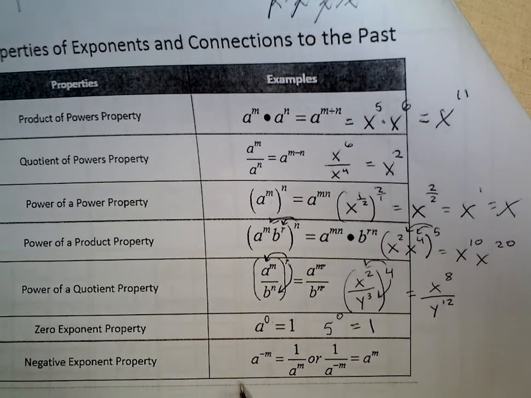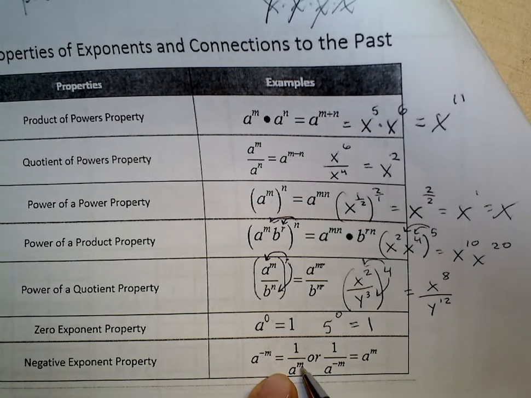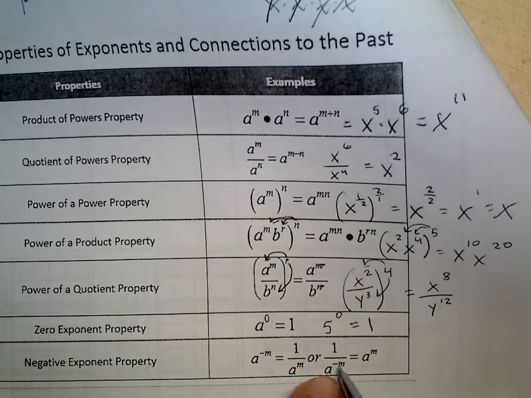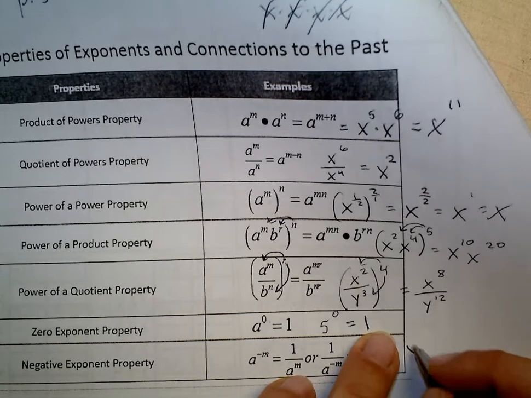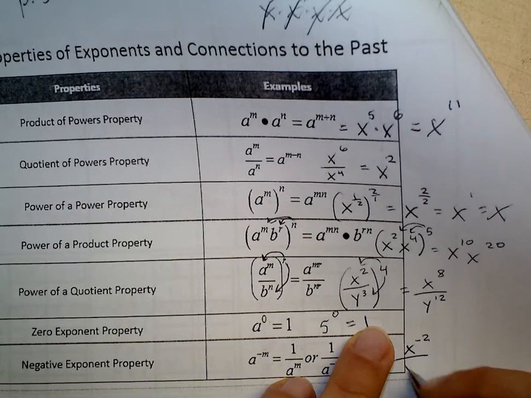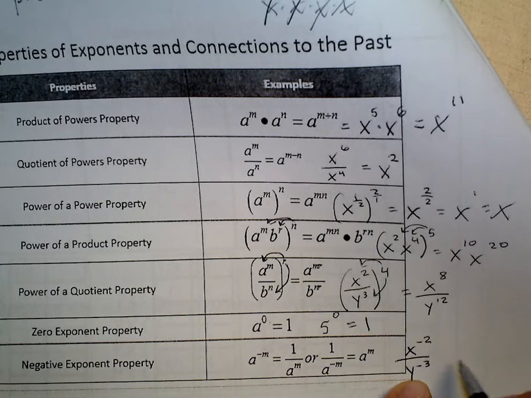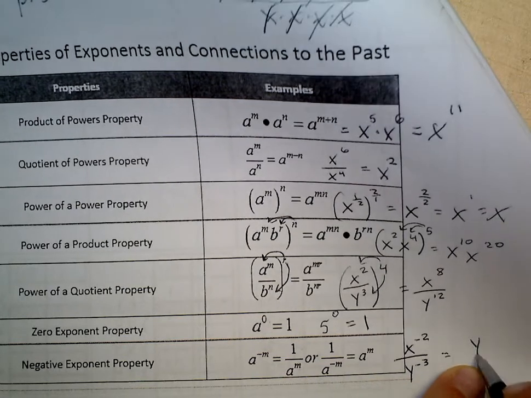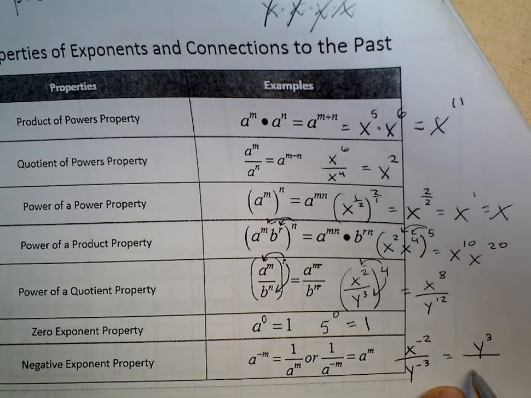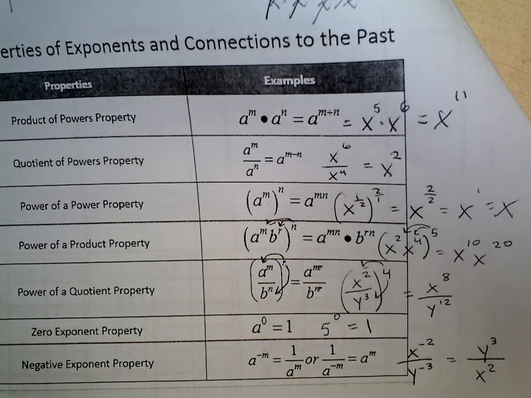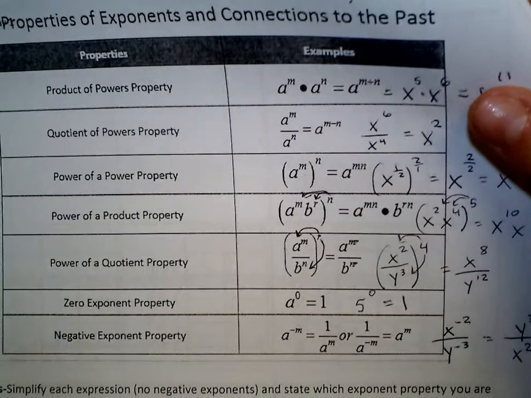All right, negative exponents. Whenever you have a negative exponent, you flip it to the other side of the fraction and it becomes positive. Or if you have a negative in the denominator, then you flip it to the top. So let's say we had x to the negative 2 over y to the negative 3. That means this y to the negative 3, I'm going to bring to the top of the fraction, and it becomes positive. And then this x to the negative 2, I'm bringing to the bottom of the fraction, and it becomes positive.